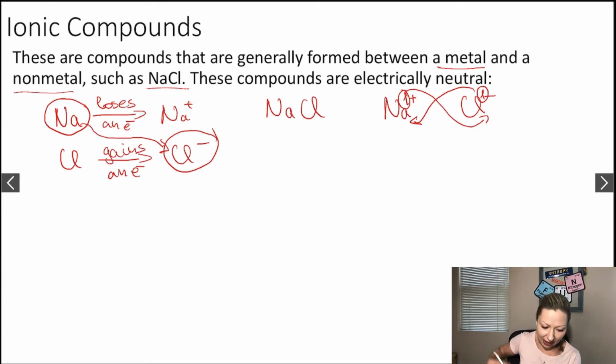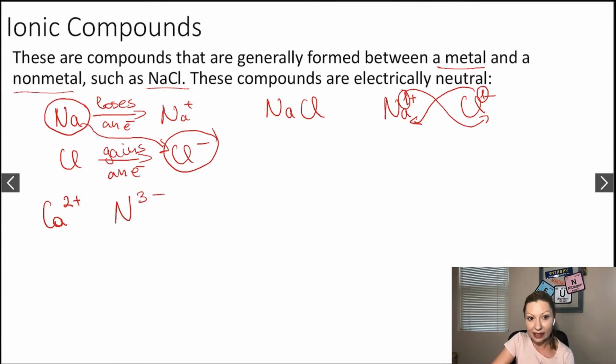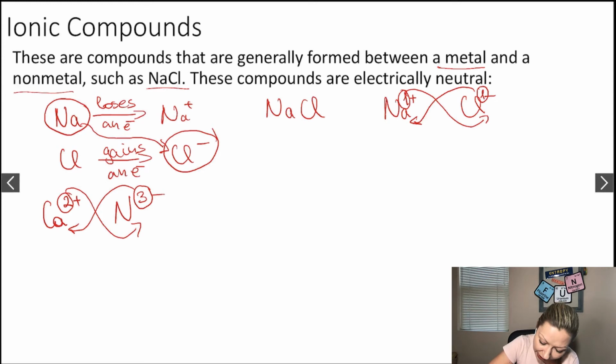So let's say that we have a calcium ion, Ca2+, and N3-. So we want to make a neutral ionic compound from here. We can take the 3 from the nitride ion, that's how it's called, put it as a subscript for calcium, and take the 2 and add it as a subscript for nitrogen. Okay, so the compound that I'm going to get is Ca3N2.